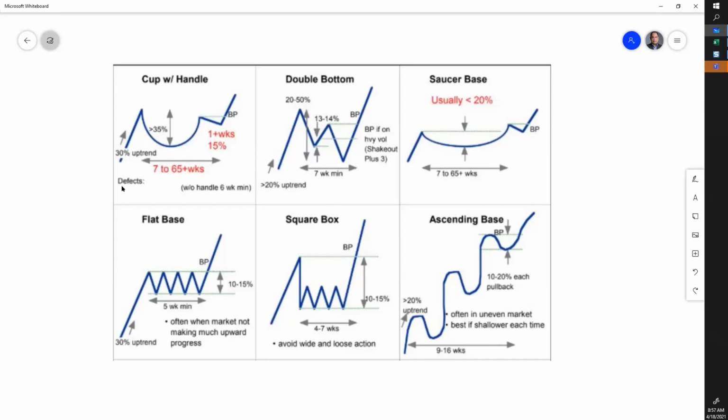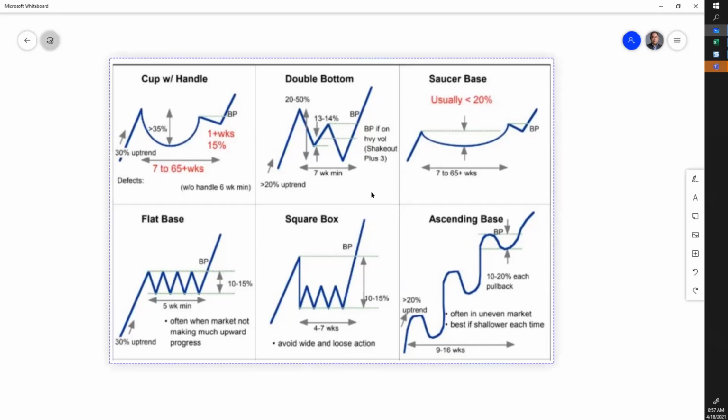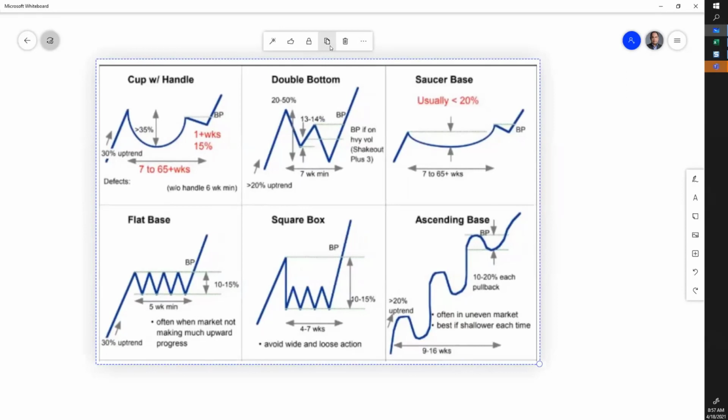Yun yung pinaka-concept ng cup without handle. Double bottom, same concept, 20% uptrend, tapos yung correction is 20 to 50%. Tapos usually, yung tawag nila dito double bottom, the other way to think about it is zigzag siya. So, pag sinabi mong zigzag, pwede ka kasing mag-mark dito sa pag-form niyang to ng A, B, C, D.